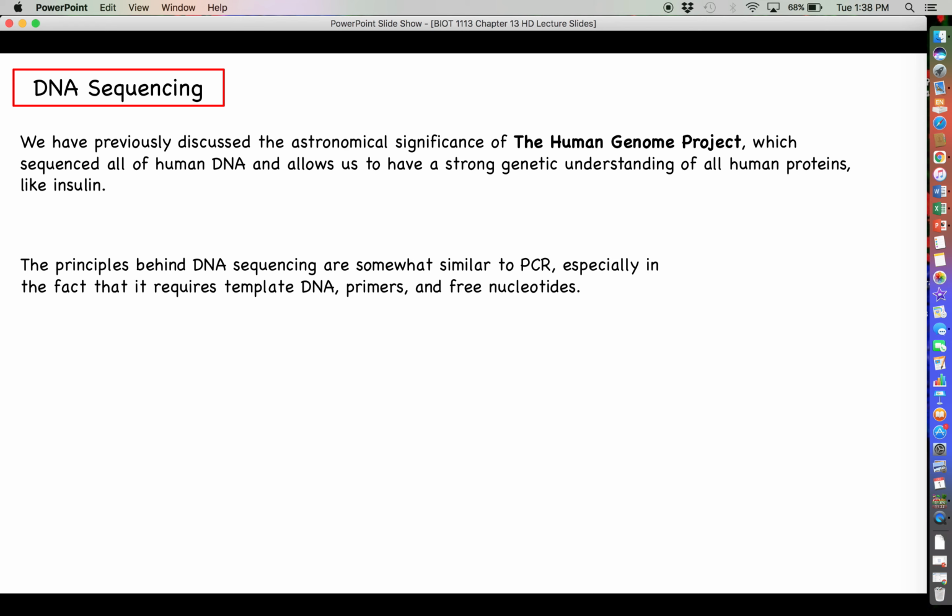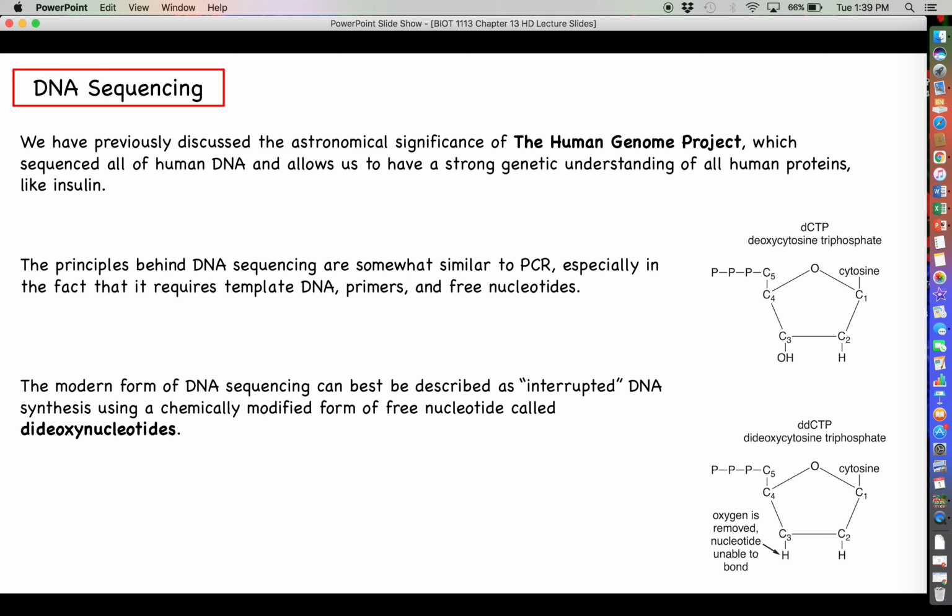So the principles behind DNA sequencing are actually fairly similar to PCR, especially in the fact that it's going to require all the different things to be mixed up in a tube, and that includes the template DNA that you're wanting to sequence. You're going to need primers. You don't necessarily need both forward and reverse primers, although certainly it can help. And you are definitely going to need DNA polymerase and free nucleotides.